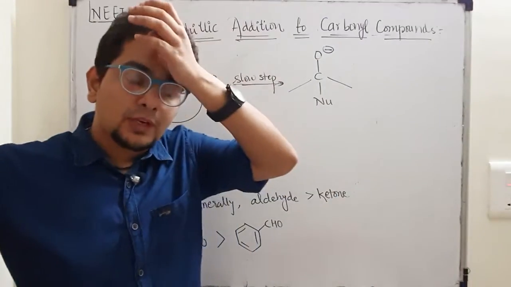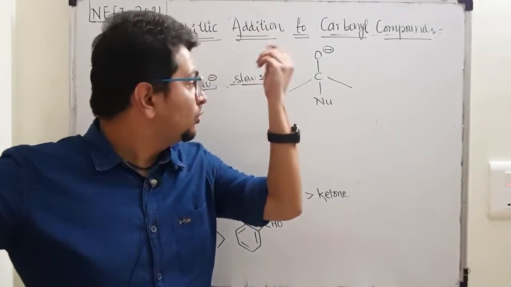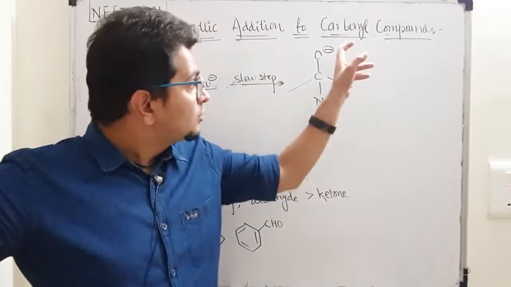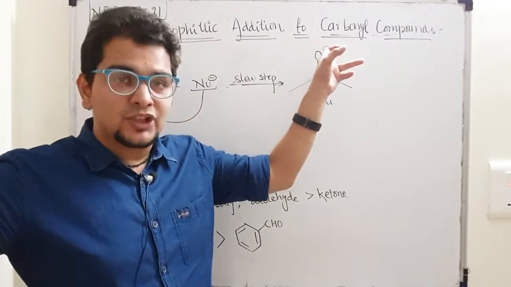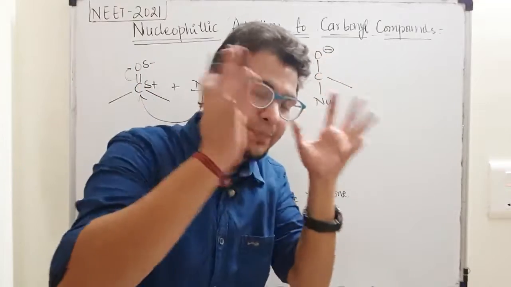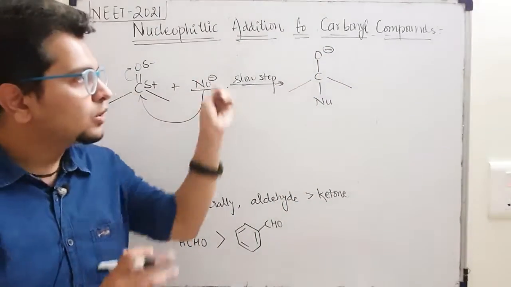Oxygen says, "Carbon bro, you were living with me with a double bond, and as soon as a nucleophile came, you broke the bond with me." So this oxygen has a lot of negativity with him. This minus charge, this negative charge is desperately looking for someone to react with.